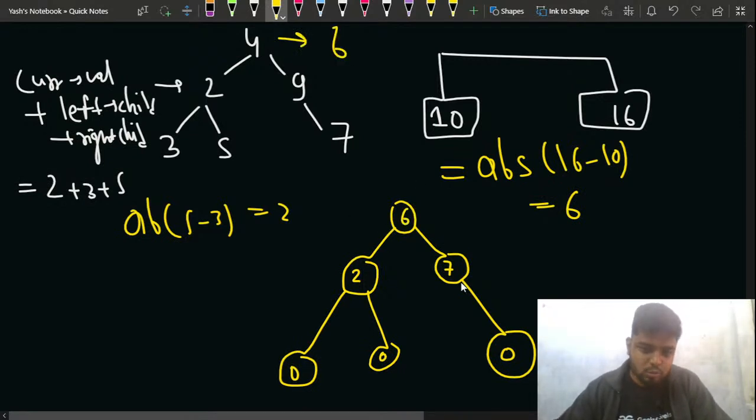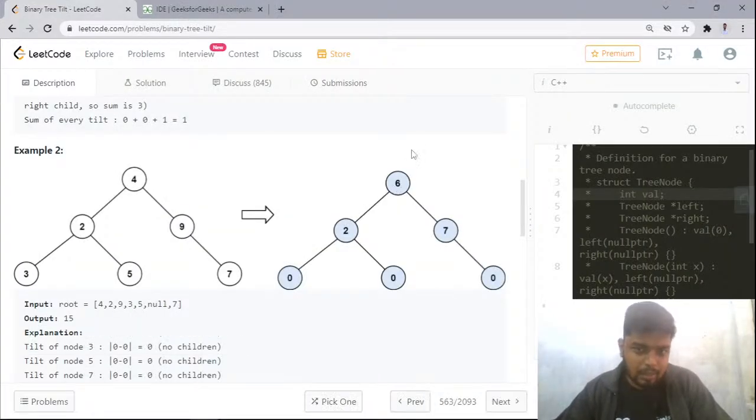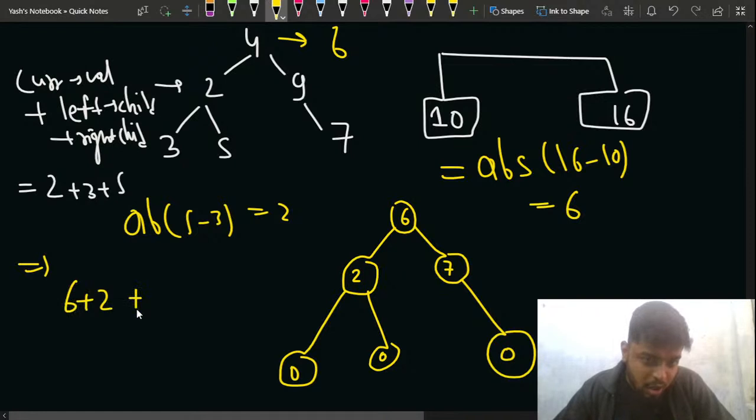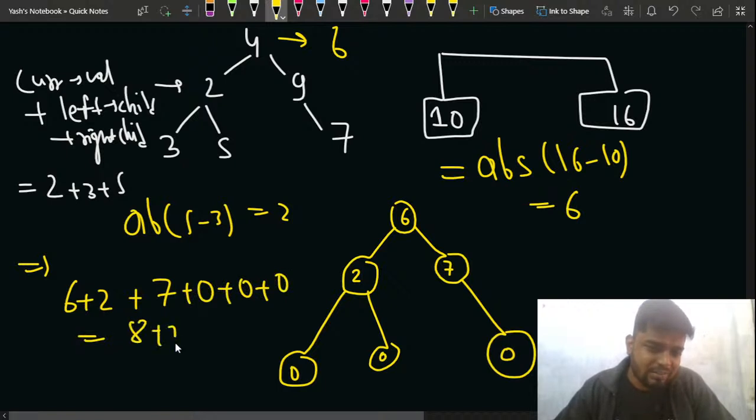We can see 6, 2, 7 and triple zeros. So this is how the tree looks, where they have shown the tilt part: 6, 2, 7, 0, 0 and 0. But is that the answer? No, you don't have to return the tree. What you have to do is find the sum of all the tilts. That is 6 plus 2 plus 7 plus 0 plus 0 plus 0, which ultimately gives us 8 plus 7, that is 15.